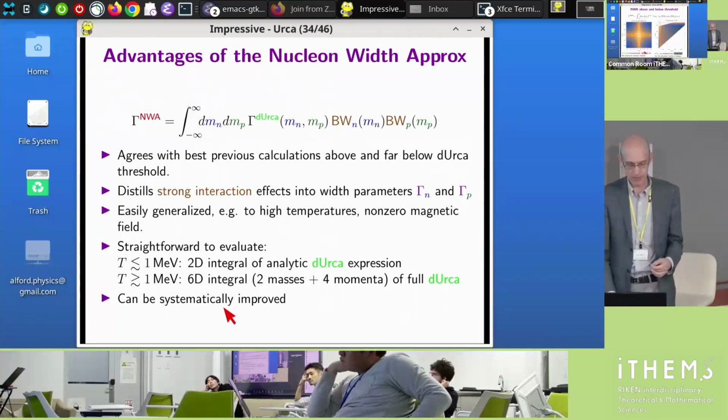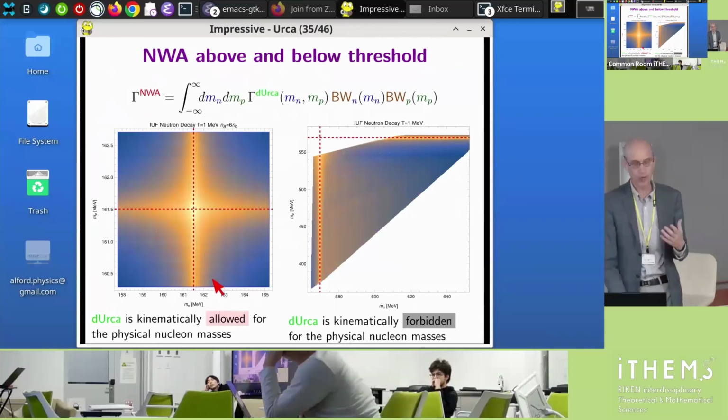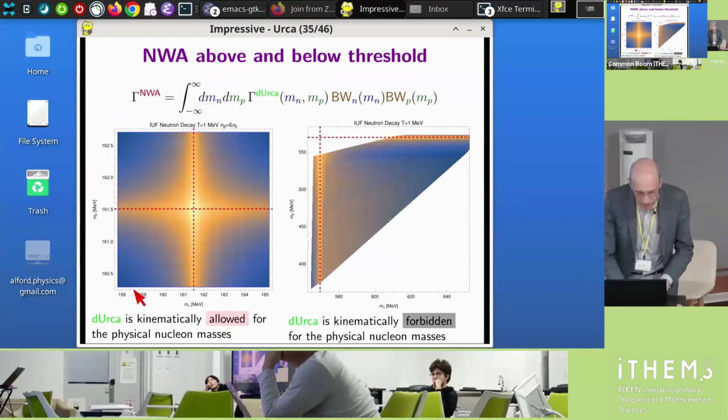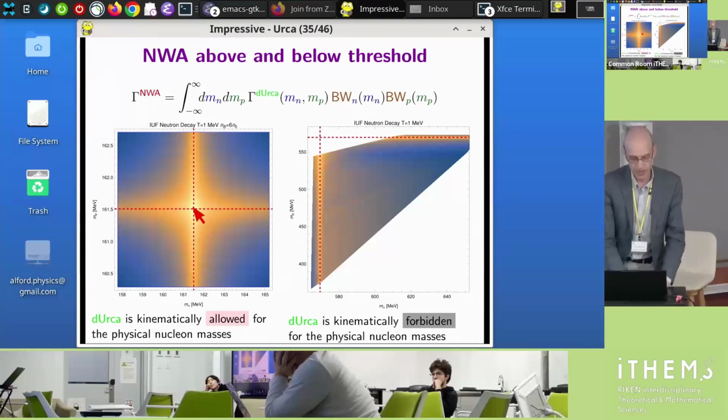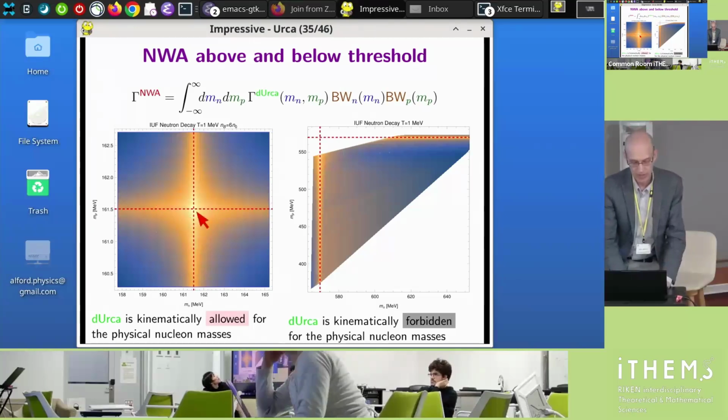Let me just now say a quick word about how it captures the correct physics above and below threshold. So this is a diagram in that mass plane, okay? It's rather small here: the neutron mass along the bottom and the proton mass up the side. And the orange shows you how big the contribution is. This left-hand one here is when you're above the direct Urca threshold. These dashed red lines show you the real part of the in-medium mass. And all that this nucleon width approximation does is introduce some blurring. So it blurs these masses a little bit around their real in-medium values.